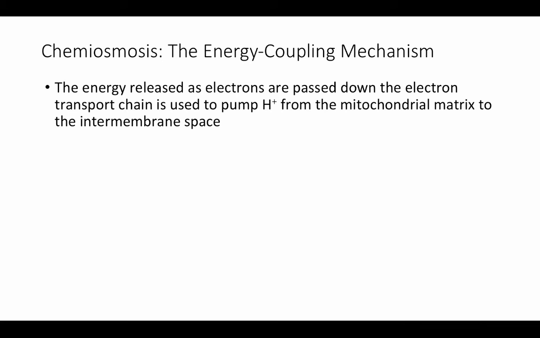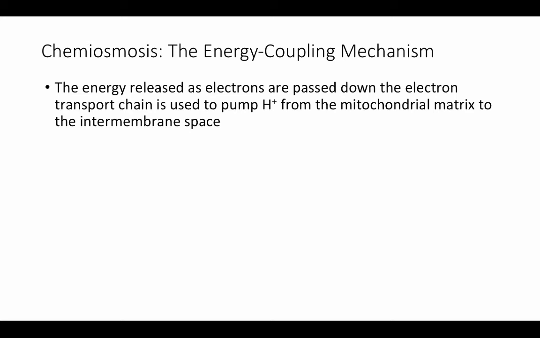So this is where this energy coupling mechanism comes into play, chemiosmosis. So the energy that's released as these electrons are passed down the electron transport chain is going to be used to pump hydrogen ions from the mitochondrial matrix into the intermembrane space. Remember when we talked about the endosymbiont hypothesis, about that double membrane in mitochondria, why it's important to have those separate chambers? This is why.